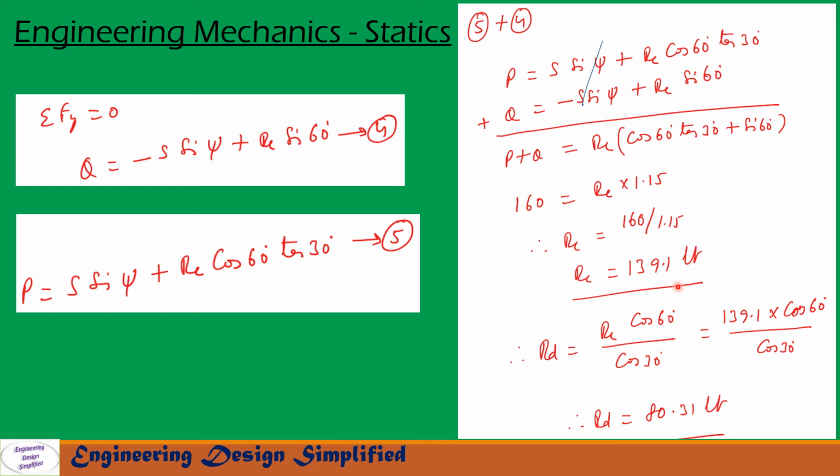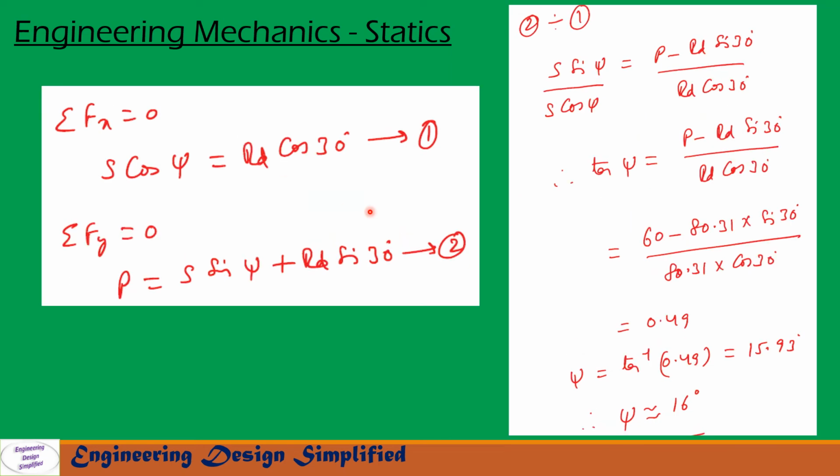Let us substitute this in RD. So RD equal to RC cos 60 by cos 30. Here we have substituted 139.1 for RC. After simplification we get RD equal to 80.31 lb. So far we have calculated RD and RC, the reactions.